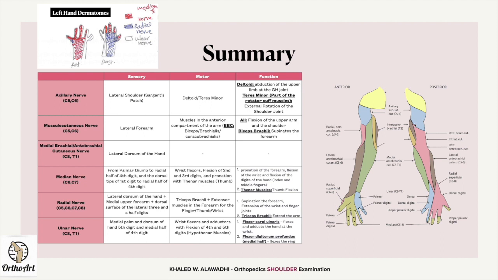The musculocutaneous nerve, part of C5 and C6, innervates the lateral forearm, shown here at this area. And it innervates the muscles in the anterior compartment of the arm. As a mnemonic, it's BBC: biceps, brachialis, coracobrachialis. All of them act in the flexion of the upper arm and the shoulder.